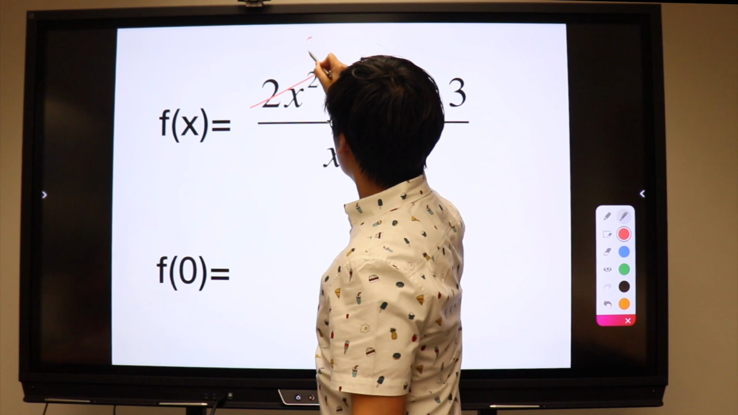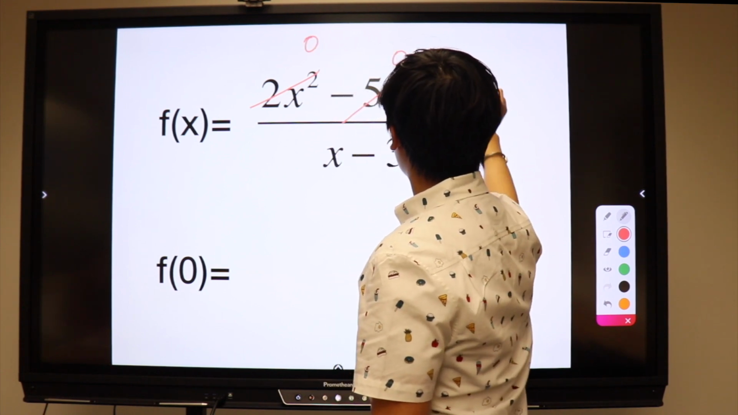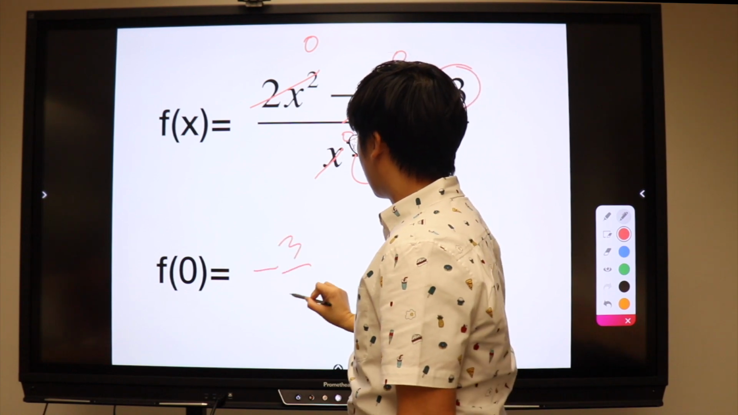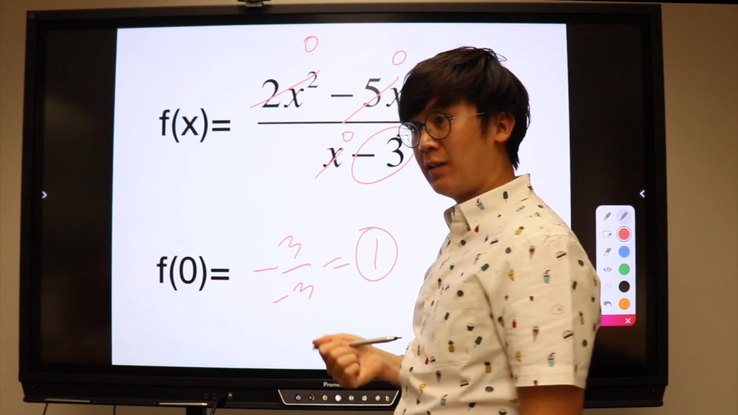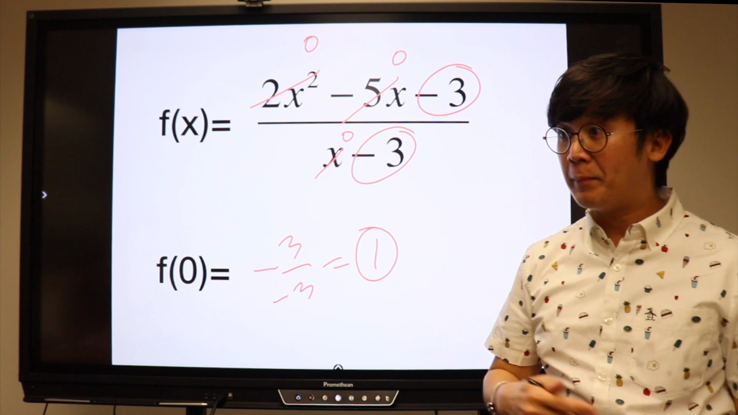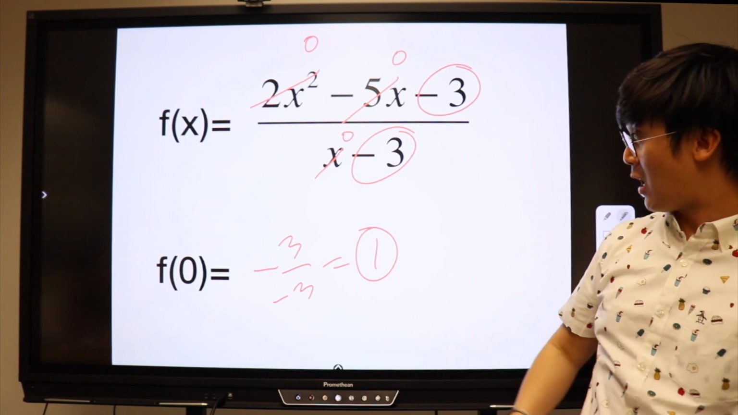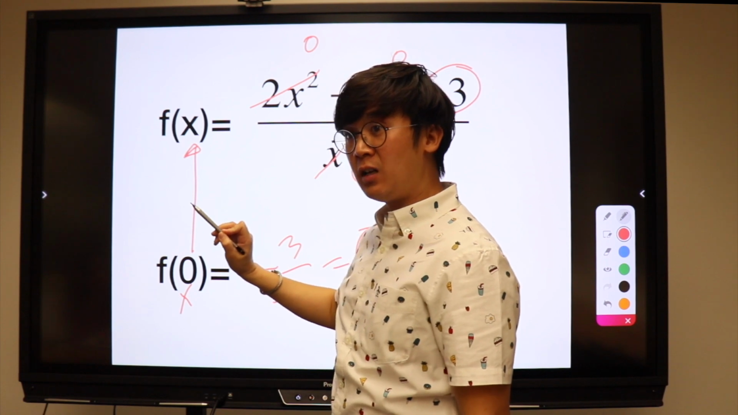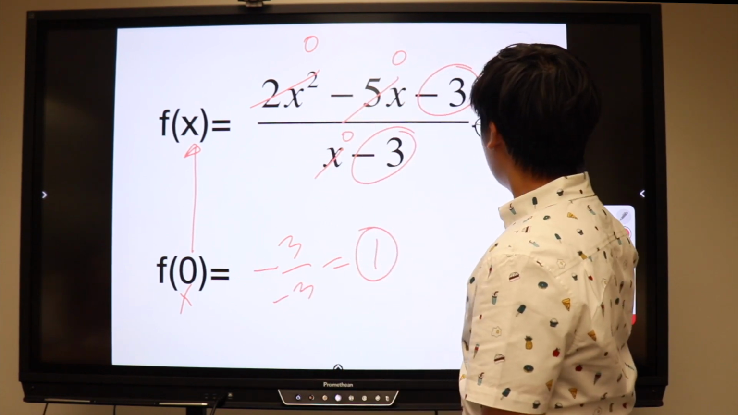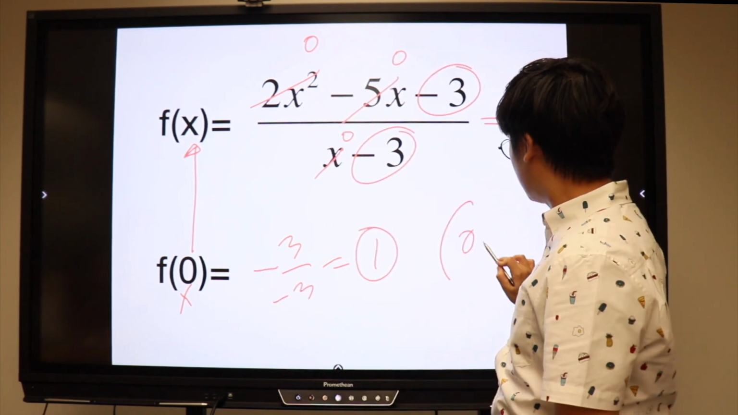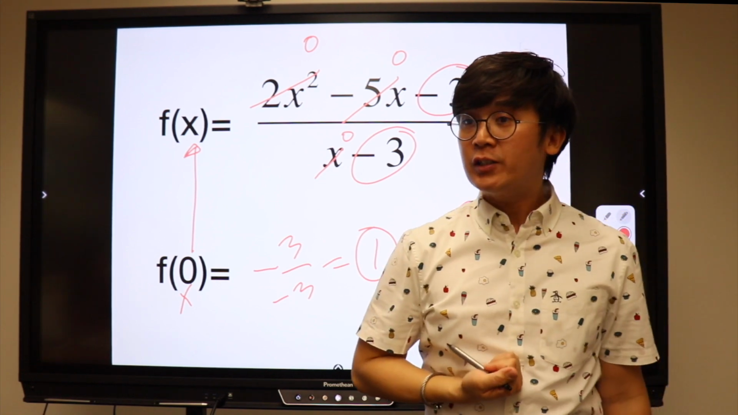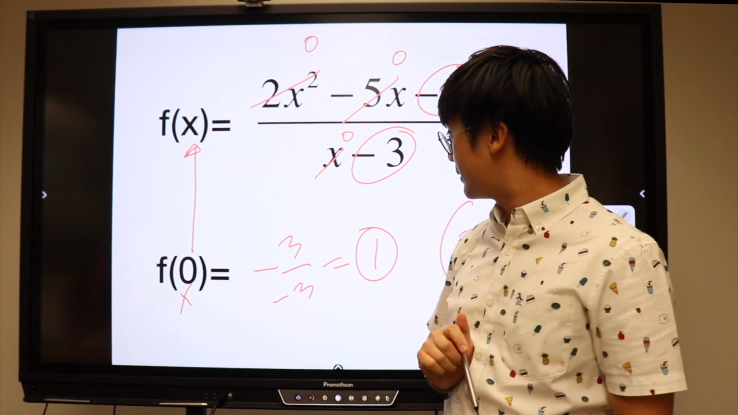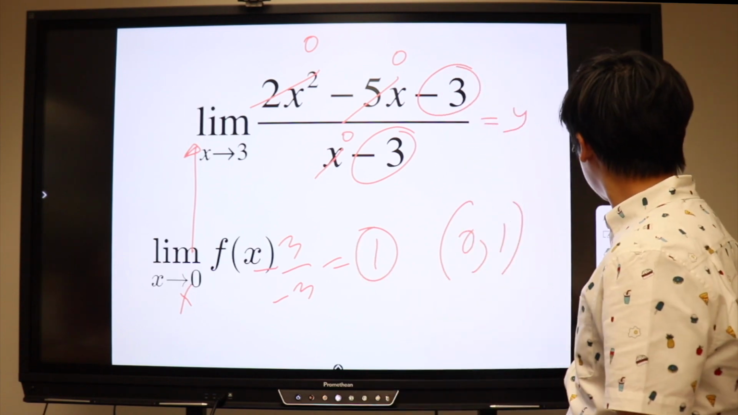Positive 1. Yes. So f of 0 is just equal to 1 because you're just basically substituting the values of x to your function so that you can find the value of y. So this one is 0 and 1. So at 0 and 1, your function exists because it's just f of x.